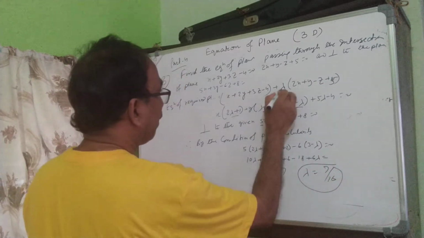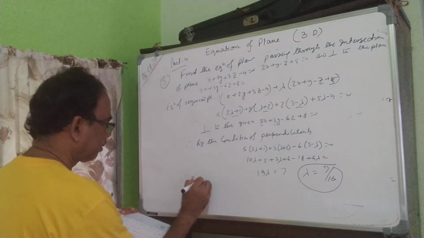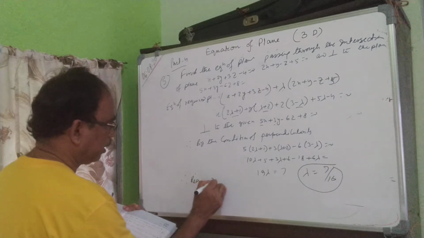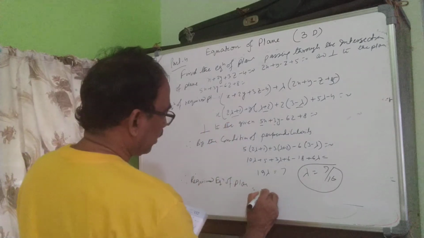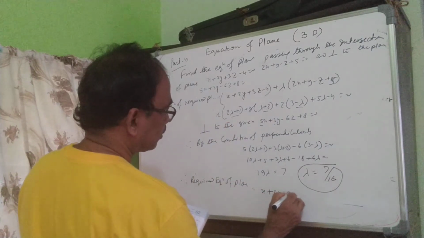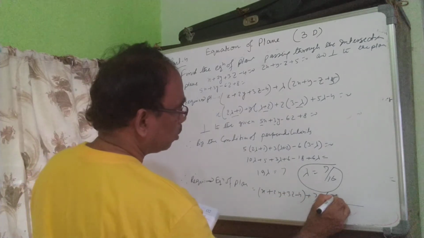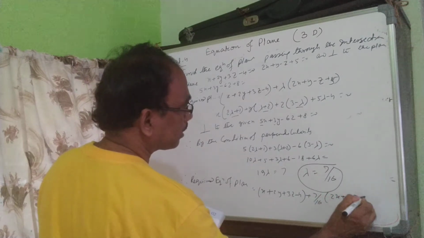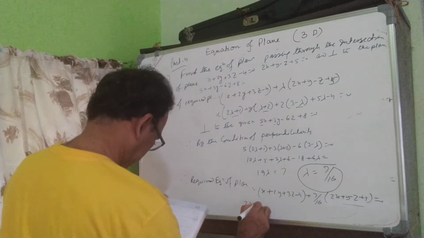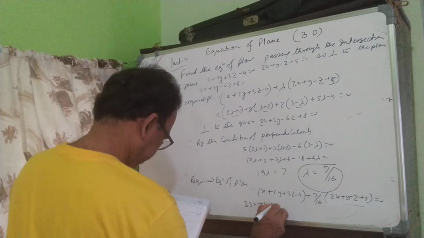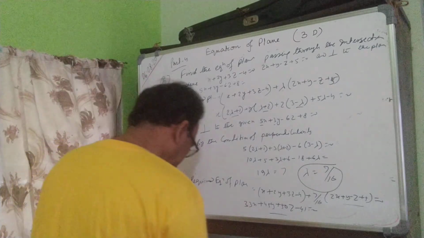Now putting the value of lambda here, we can get the equation of the plane. The required equation of the plane is x plus 2y plus 3z minus 4 plus 7 by 19 times (2x plus y minus z plus 5) equals 0. After simplifying, we will get 33x plus 45y plus 50z minus 41 equals 0. That is the required equation of the plane.